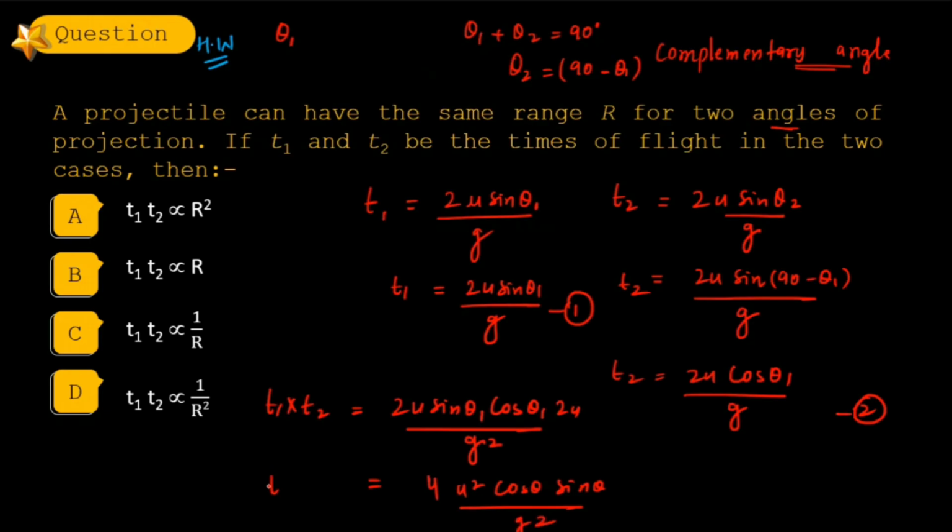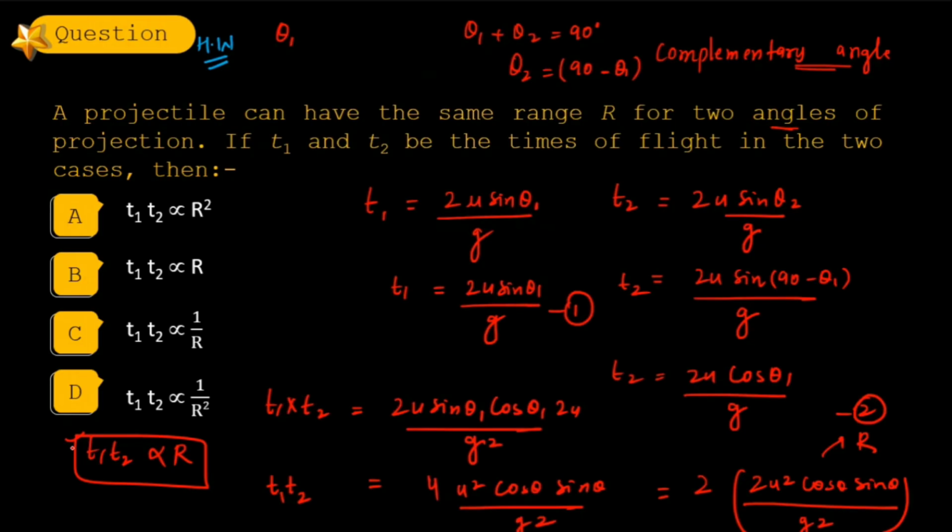What is the formula for the range? It is u square sine 2 theta by g. So ultimately it is going to be directly proportional. We can write it as 2u square cos theta sine theta by g, so this is R, and from this equation we can say T1 T2 is directly proportional to R. So option B is the correct one.